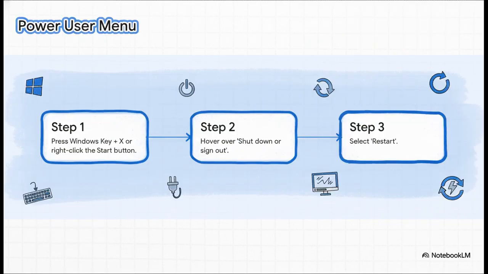Now, if you're a fan of shortcuts, and who isn't, you're going to like this one. Just press the Windows key and the X key at the same time. Or you can just right-click on the Start button. That pops up the Power User menu, and from there you can get to Shut Down or Sign Out and then hit Restart. It's just a little bit quicker, a more direct path.